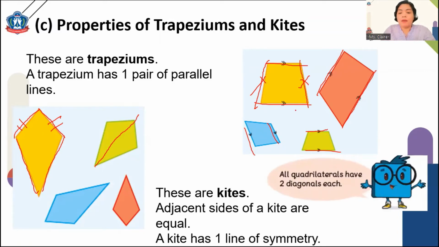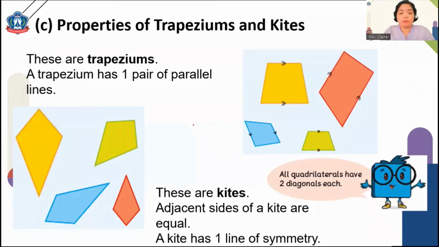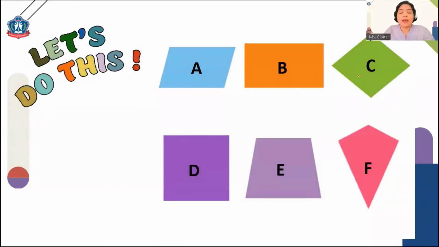Okay. Remember also P6 that all quadrilaterals have two diagonals in each shape or polygon. Next, I have here 6 figures. We have figure A, B, C, D, E, and F. All you need to do, children, is to identify what quadrilateral these are.